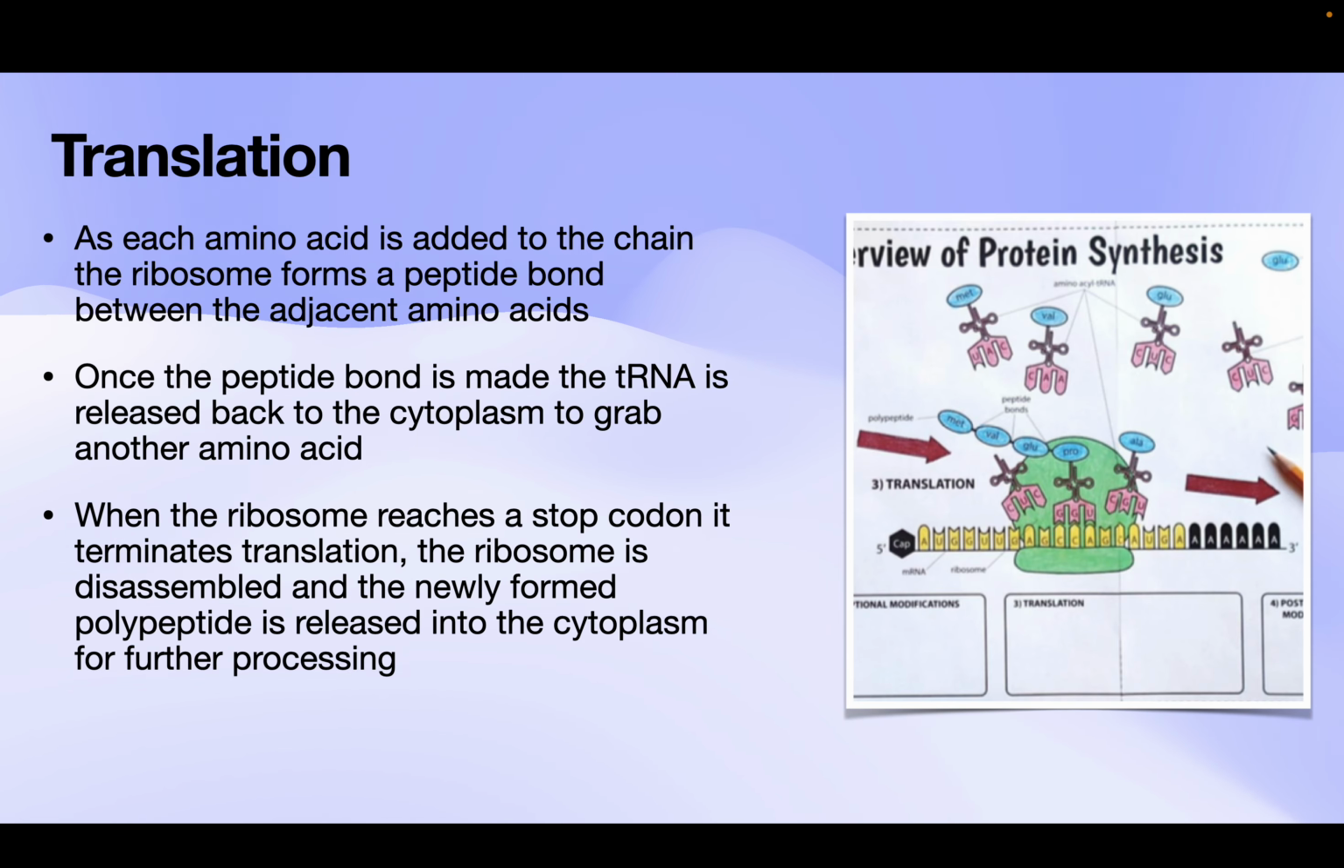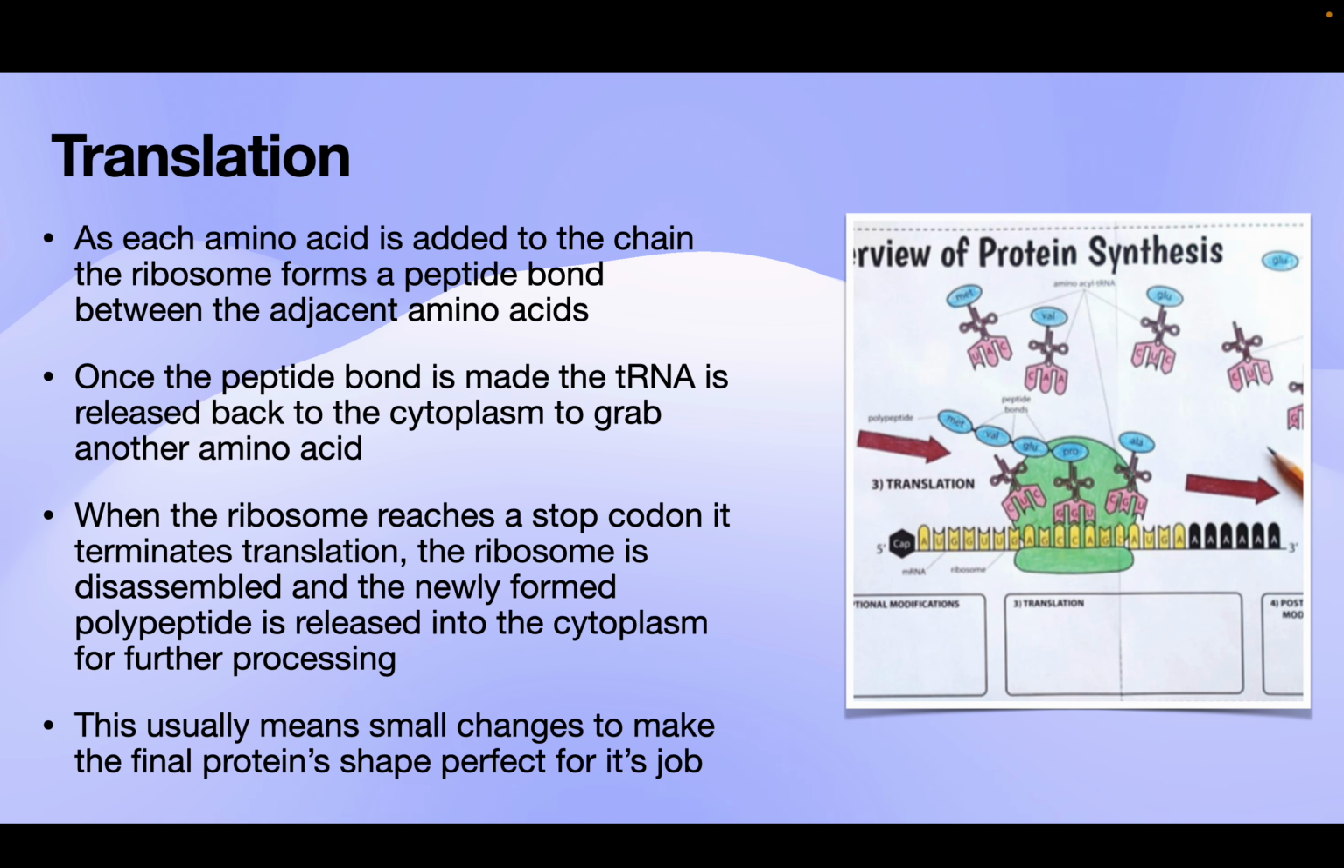When it eventually gets to a stop codon at the very end, it will stop. It will terminate translation, and the ribosome will be completely disassembled, taken apart. There's a large subunit and a small subunit. They'll kind of come apart and release in the cytoplasm. And this polypeptide is going to be released to get processed and folded in the cytoplasm.